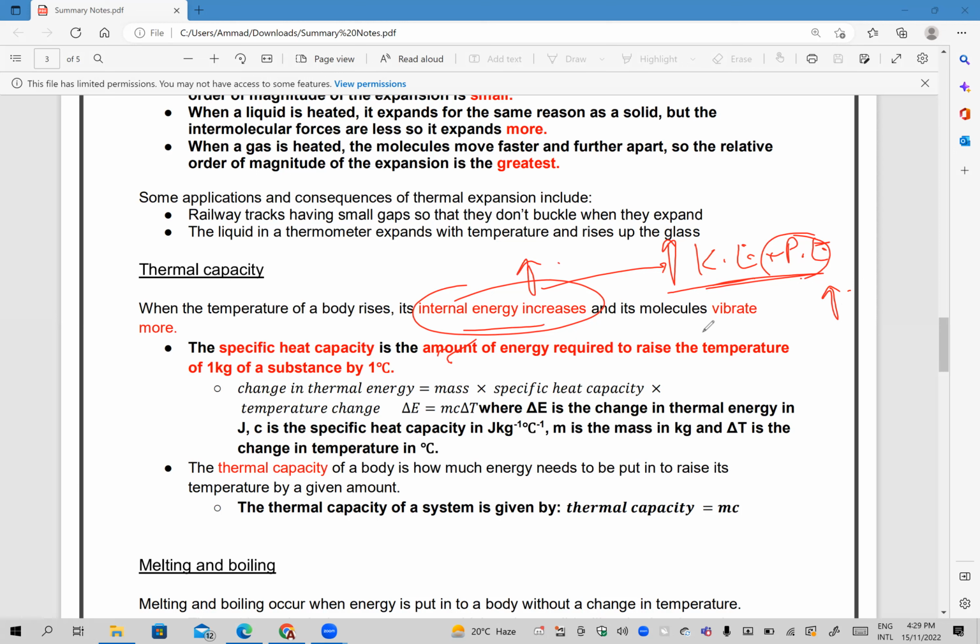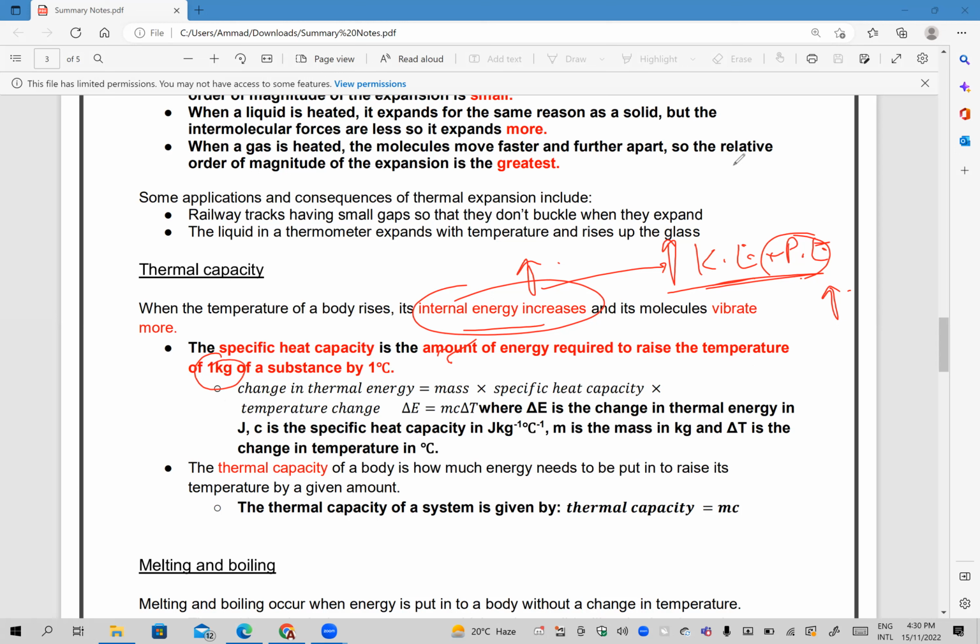Specific heat capacity is the amount of energy required to raise the temperature of 1 kg of a substance by 1 degree Celsius. So for the experimental analysis of specific heat capacity, we look at 1 kg of a substance and a temperature increase of 1 degree Celsius. So you analyze a stated quantity of a substance, 1 kg in this case, and you see how much energy you need for it to increase 1 degree Celsius in temperature, right?